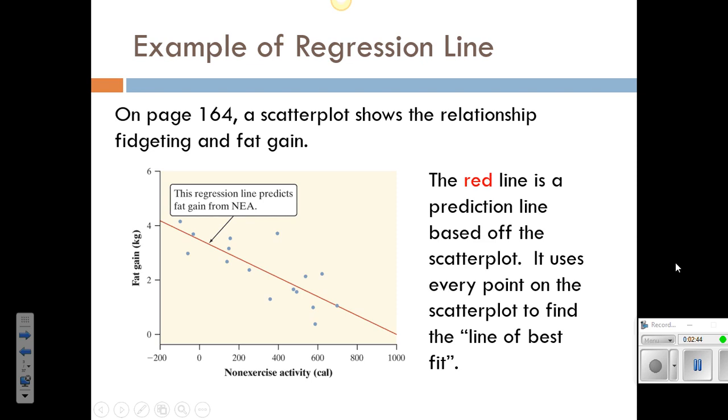So what this red line is doing, this is how you interpret the least squares regression line. This goes in the blanks there. It's a prediction line based off the scatter plot. It uses every point. So it uses this point up here, or it uses this point down there. Actually, it uses every single one of these data points. And what it does is it says, okay, we're going to try to get all of these data points, and we're going to find the line that gets through as many points as possible. And that's why you call it the line of best fit.